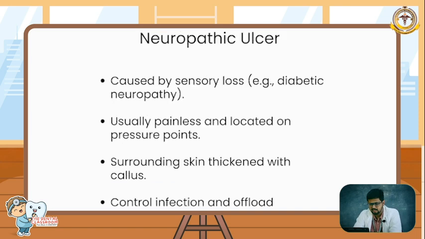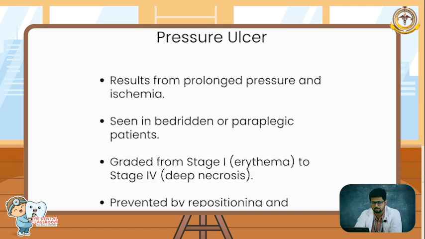Neuropathic ulcers are caused by sensory loss, as in diabetic neuropathy, and are usually painless and located on pressure points. The surrounding skin shows thickening and callus. Infection control and offloading procedures are helpful. Pressure ulcers result from prolonged pressure and ischemia, seen in bedridden and paraplegic patients, graded from grade 1 to grade 4. They are prevented by frequent repositioning and mobilization of the patient, and proper wound care.